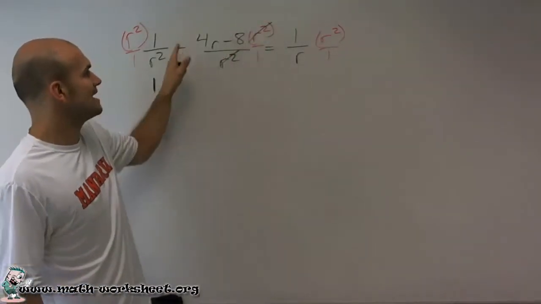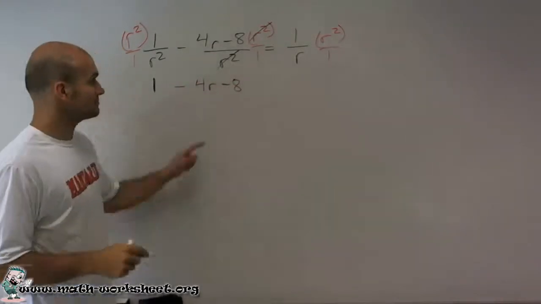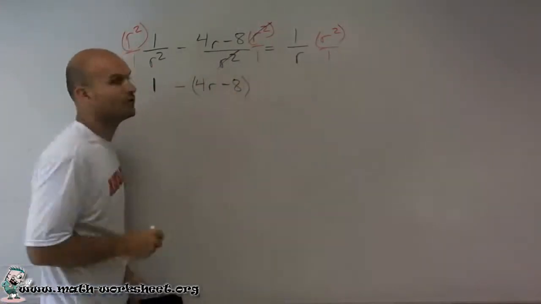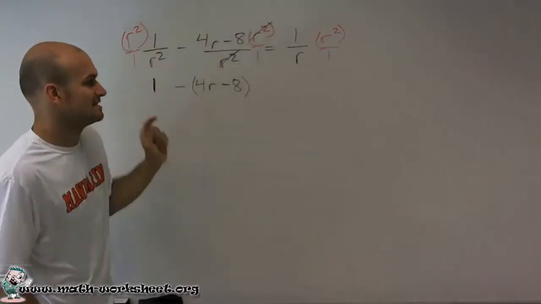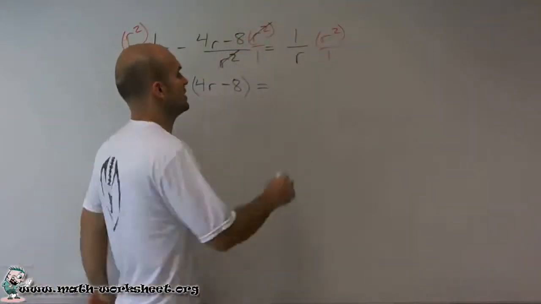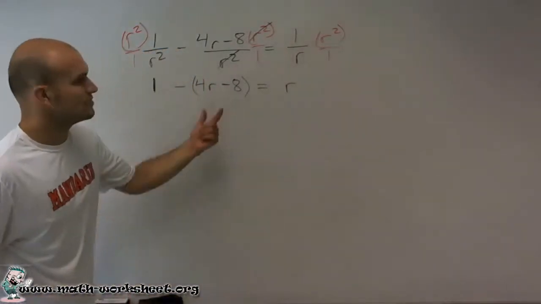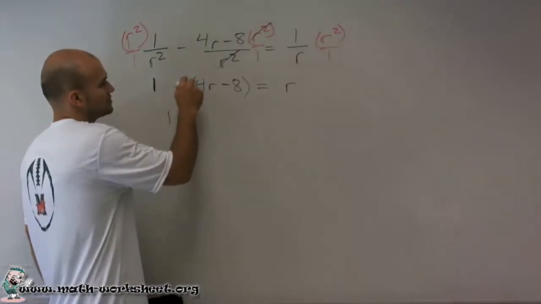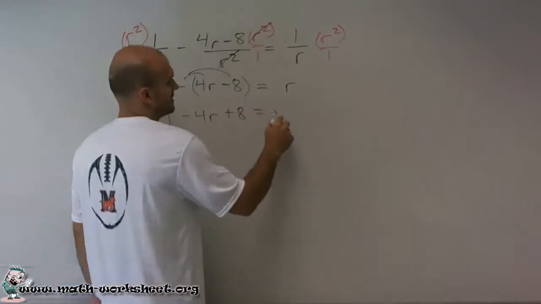So then I have 1 times, now be careful, negative 4r minus 8. That's a negative of this whole term, right? So I need to make sure I put it in parentheses. It's not negative 4r, it's negative 4r minus 8. So that's why I put it in parentheses, equals, now r divides into r squared, r times 1 is 1. So now I have a linear equation that I can solve for. So I have 1 distributive property, minus 4r plus 8 equals r.